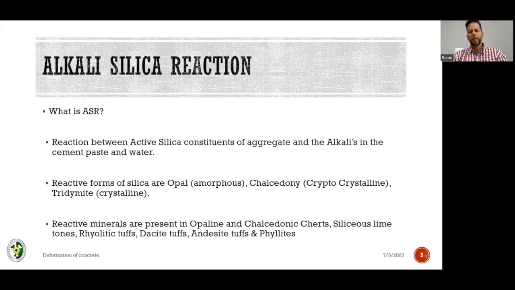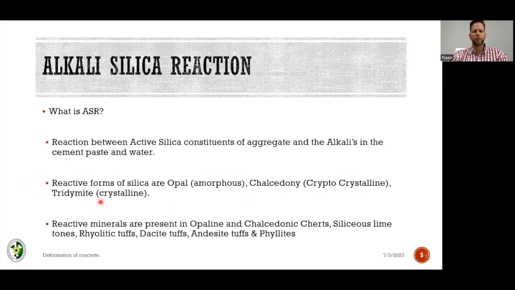So it's literally a reaction on the surface of the aggregate where it is in contact with your hydration products, your CSH paste and your CH paste, calcium hydroxide and your calcium silicate hydrates. The reactive forms of silica typically are noted here: opal, which is amorphous, chalcedony, which is cryptocrystalline, and tridymite, which is also crystalline. Now, these are reactive components in aggregate, and we have these reactive aggregates in South Africa and all over the world.